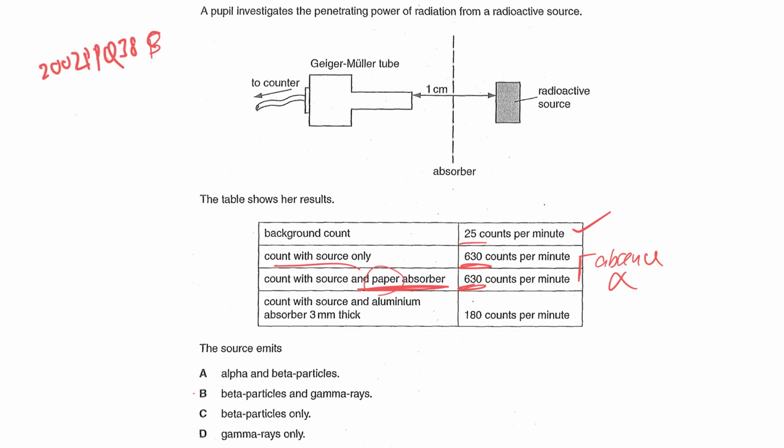And next, if it's an aluminum absorber in between the source and the detector, 3 mm thick, the count rate goes to 180. So remember, just now we said that a few mm of aluminum can absorb the beta particle. So beta particle must be present because there's a drop. Then finally, because there's still 180, much higher than the background radiation, this means to say there's a gamma emission there. So both beta and gamma rays are present. So the answer is B.